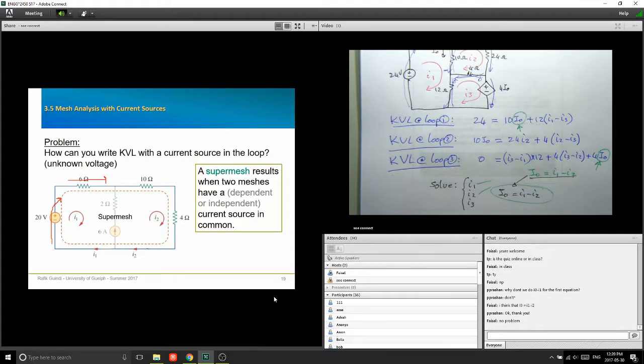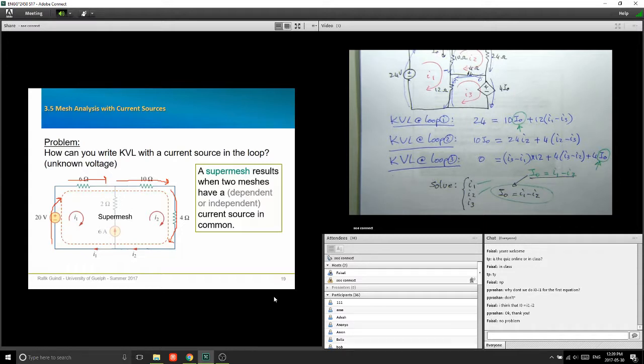Agreed? Now I'm not going to go down because now I'm going around my super mesh. So I'm going to go like that. And now here I have another drop of 10I2. Okay? Because the mesh current in this part is I2. And then I'm going to go down from here, and I'm going to have a drop of 4I2.